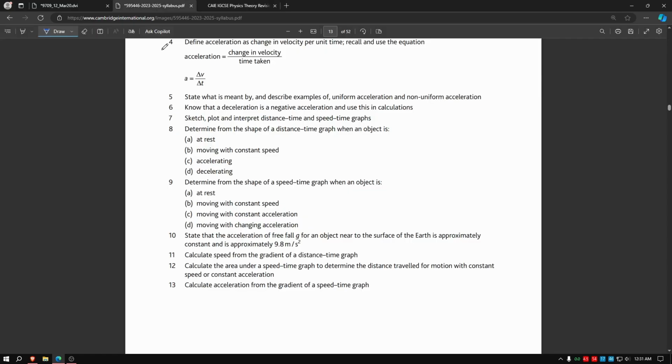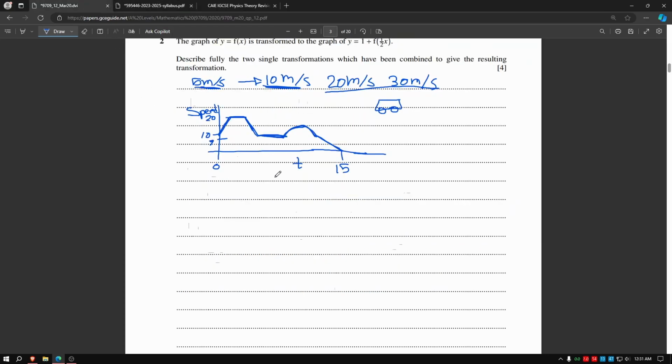So this is speed time. Now for distance time, it looks a bit different.